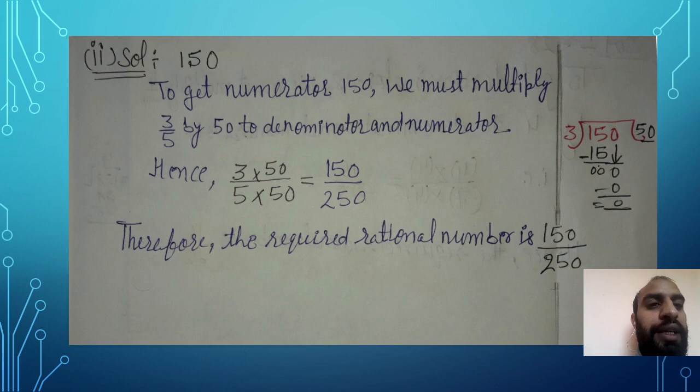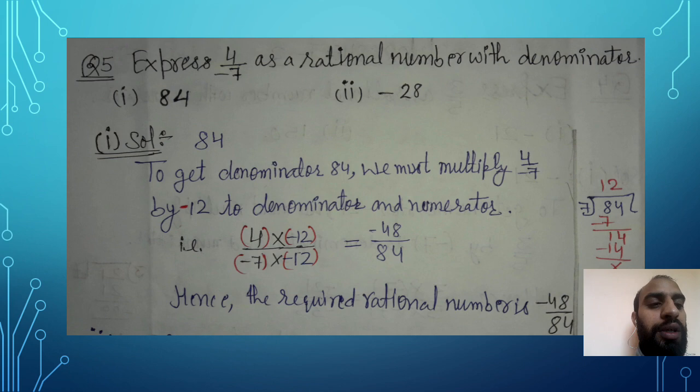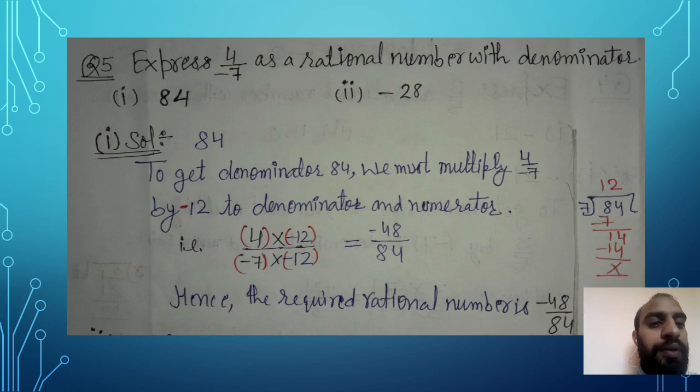So let's take the second category now, that is related to when the denominator is given to us. I hope so this concept is very easy for you, you can easily handle these questions. So let's see now, express 4 upon minus 7 as a rational number with the denominator. You can see here the word is the denominator. So this time the denominator is given to us. First case 84 is the denominator, second case minus 28.